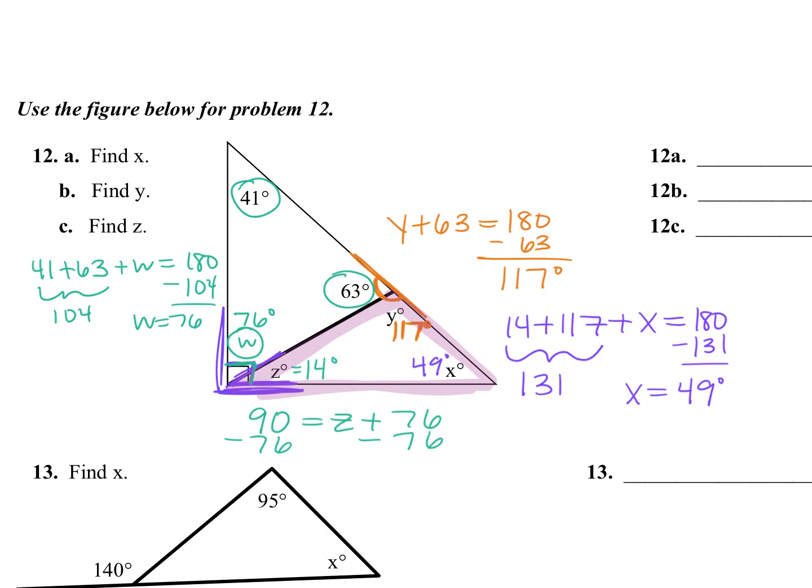Did anyone find it a different way? What if I look at this triangle? If you look at the big triangle, you have 90, 41, and X that have to add up to 180 as well. So the beautiful thing about this is you could have started anywhere, right? You could have started at Z. You could have started at X. You could have started at Y. Find the one that you see first and start there, and then work your way to the next. Okay?